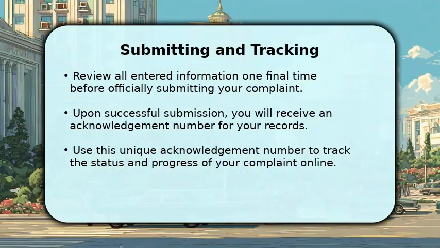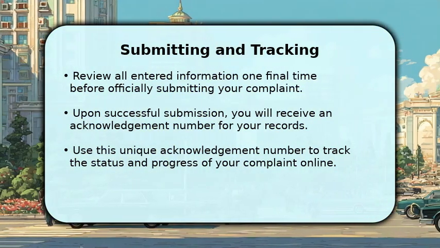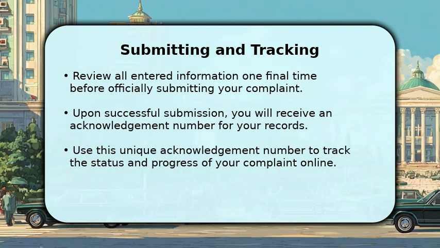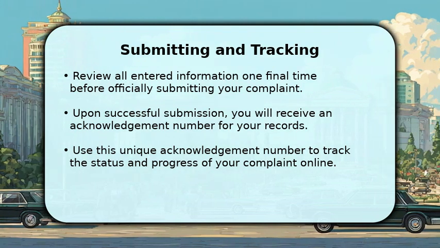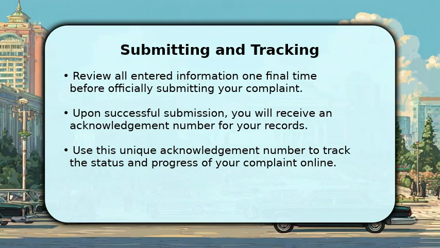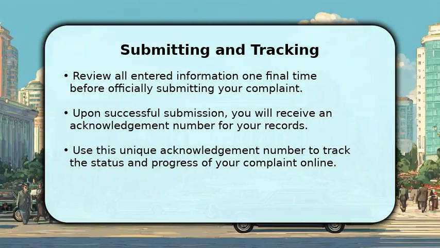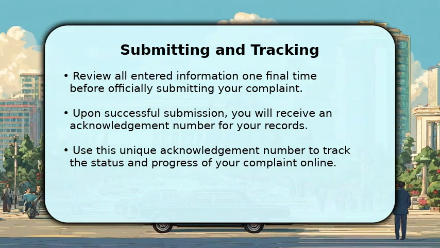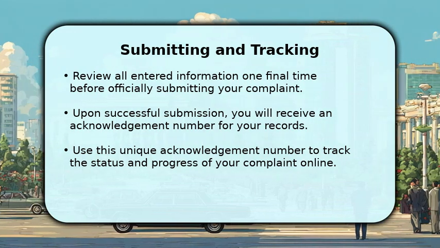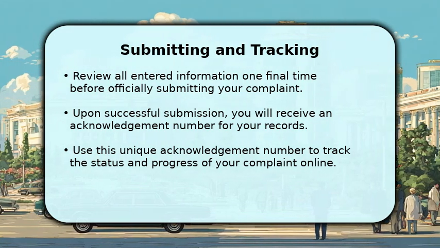After meticulously reviewing all the details and ensuring everything is accurate, click the Submit button to finalize your complaint. You will then receive an immediate acknowledgement number, which is crucial for future reference. Make sure to save this number in a safe place. You can use it on the RERA UP portal to conveniently track the real-time status and progress of your complaint.